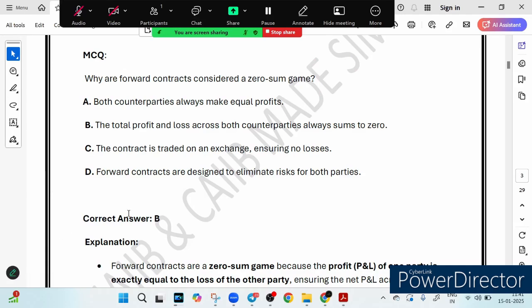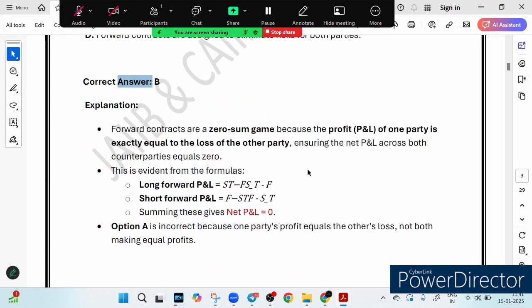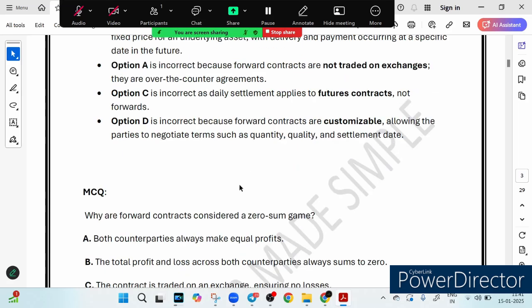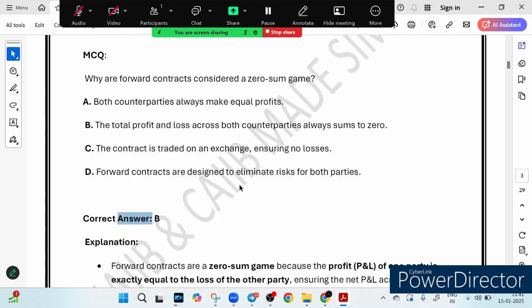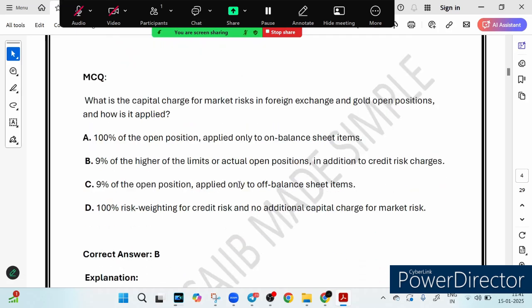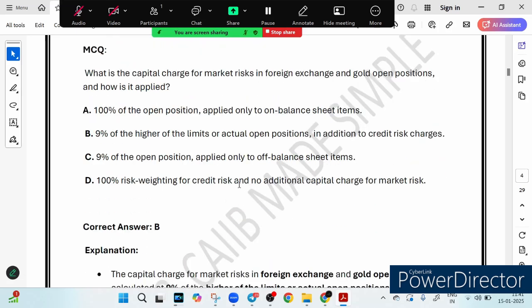The next question, as you can see here, just wait a minute. Yeah, I think this is the question, right? Okay. Zero sum game, we understand this question. Now let's see this. What is the capital charge for market risk in a foreign exchange and gold position and how is it applied? Right, very good question.